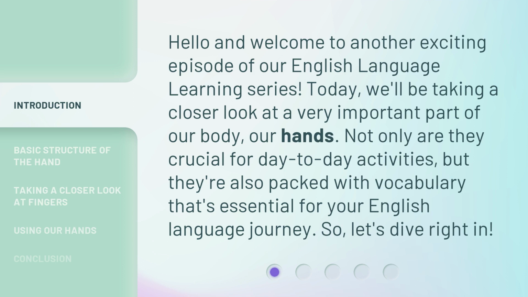Today, we'll be taking a closer look at a very important part of our body, our hands. Not only are they crucial for day-to-day activities, but they're also packed with vocabulary that's essential for your English language journey. So, let's dive right in.